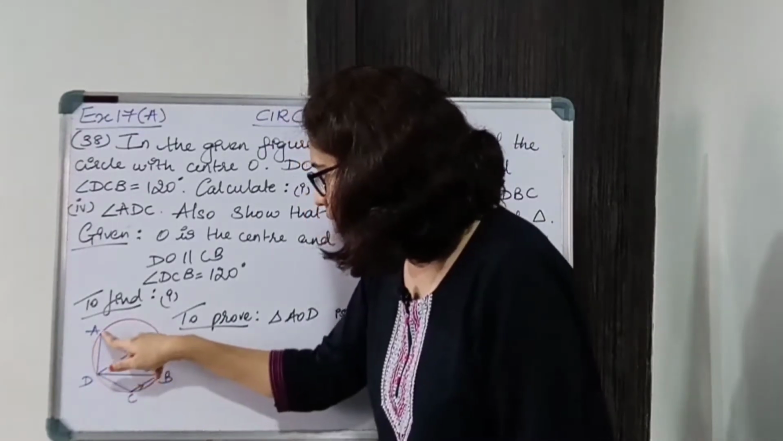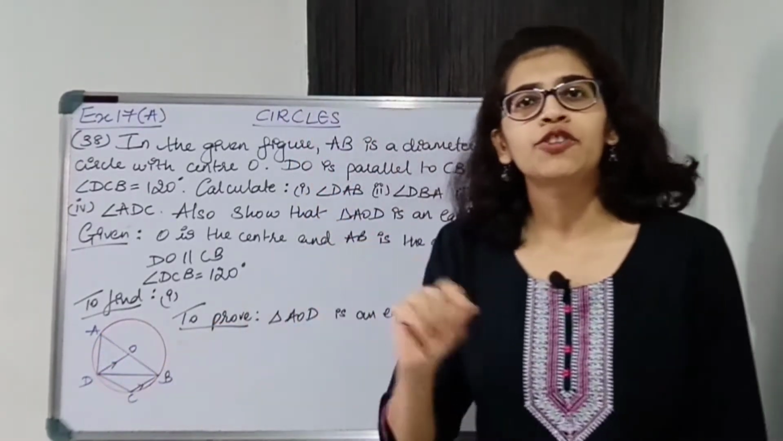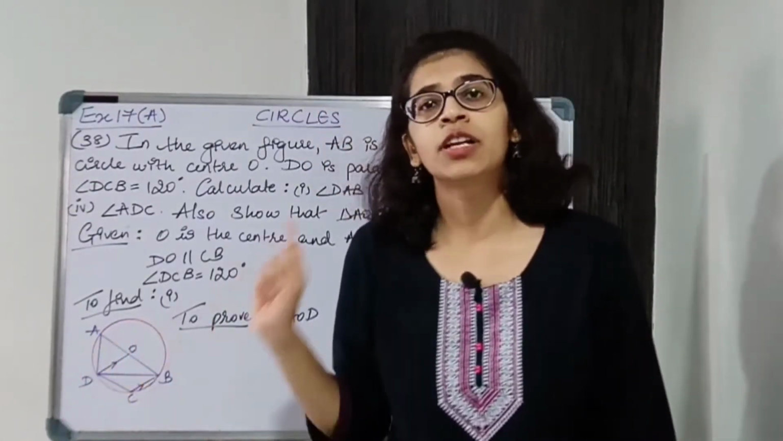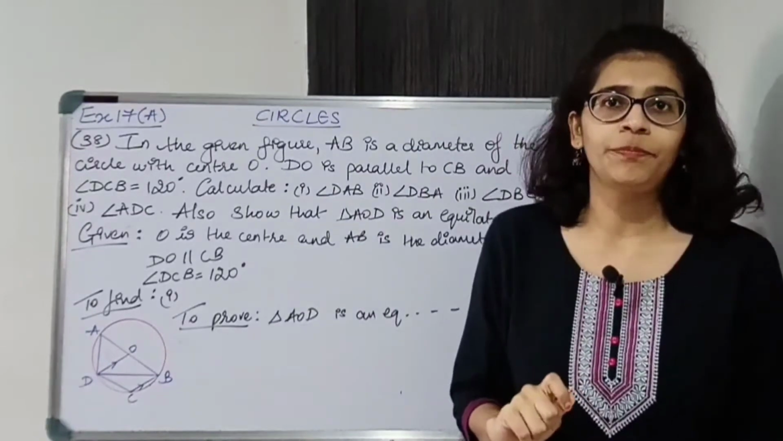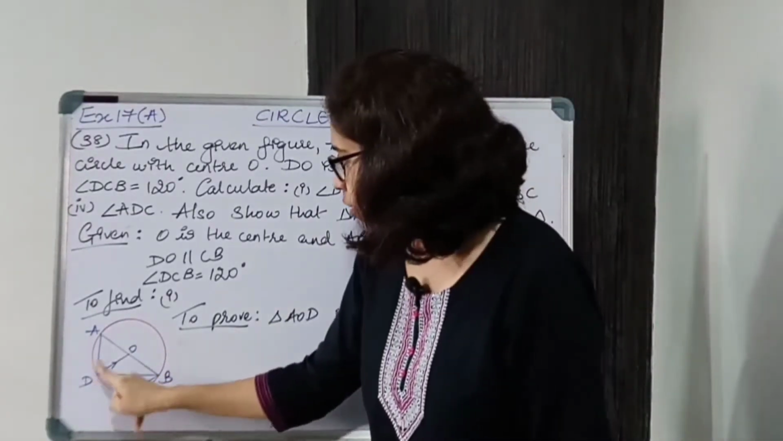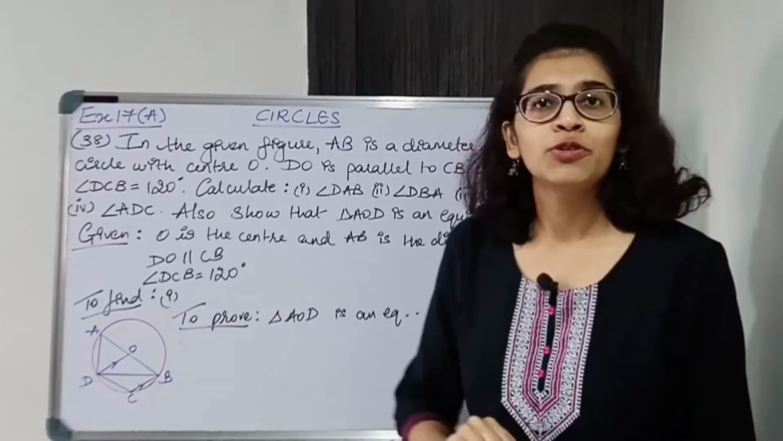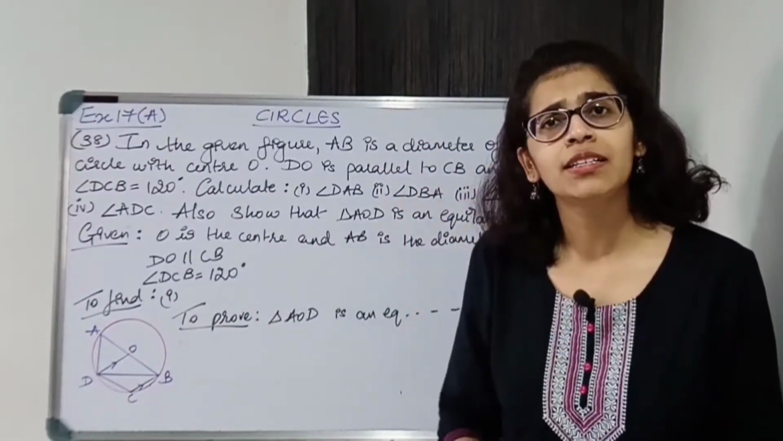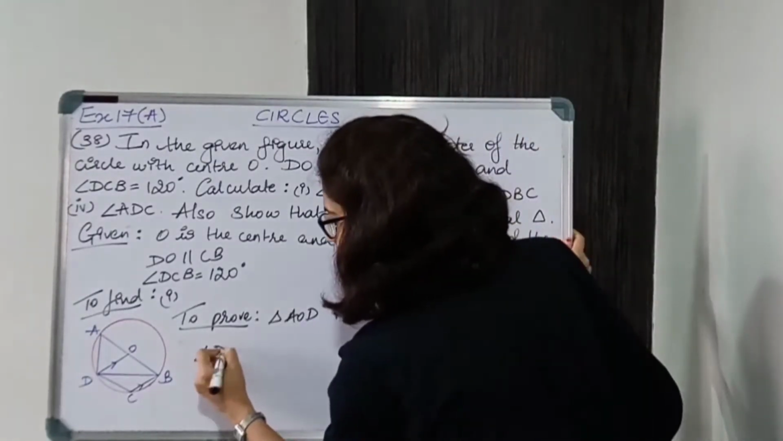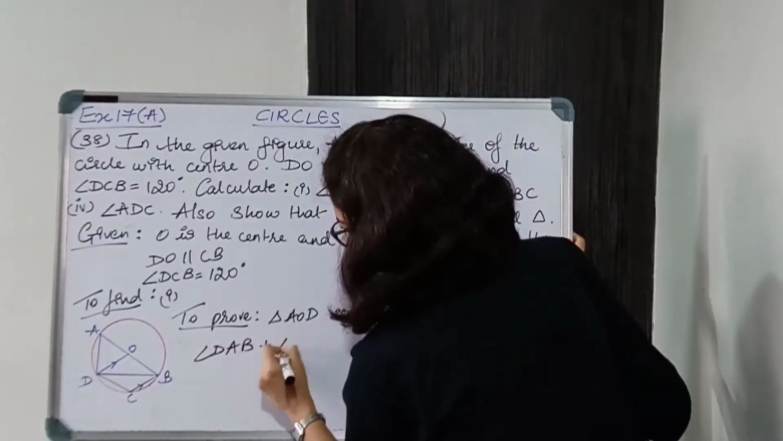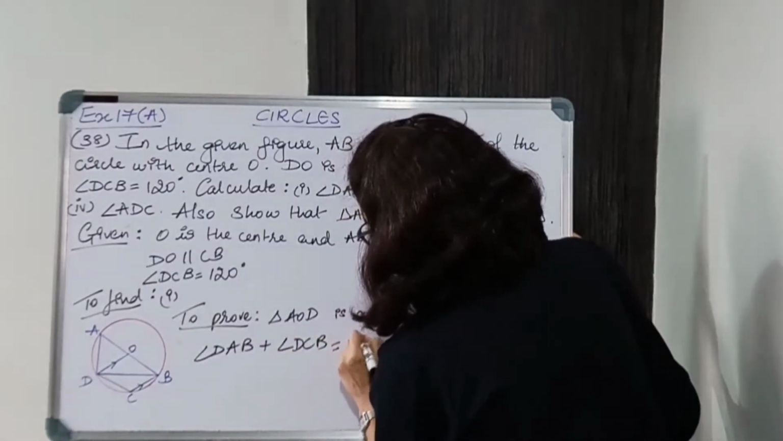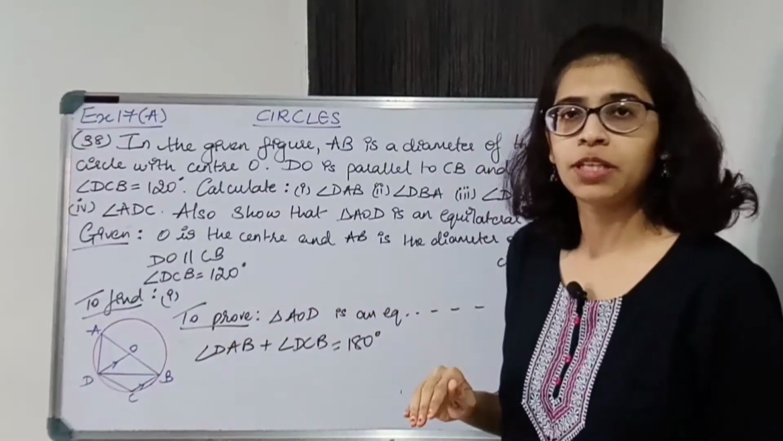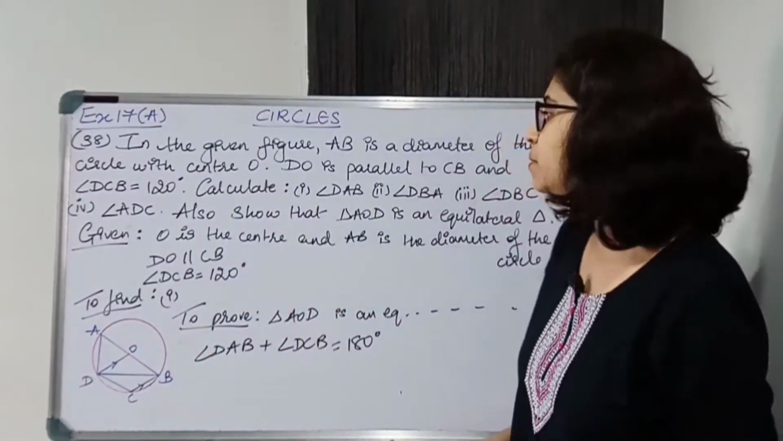Now you notice A, B, C, D, this quadrilateral is a cyclic quadrilateral because all the vertices of this quadrilateral are lying on the circumference of the circle. So therefore, opposite angles are supplementary. That is angle DAB plus angle DCB is equal to 180 degrees. Using the property, DCB I know, so I can easily find DAB. So we will get DAB. First part is easy.